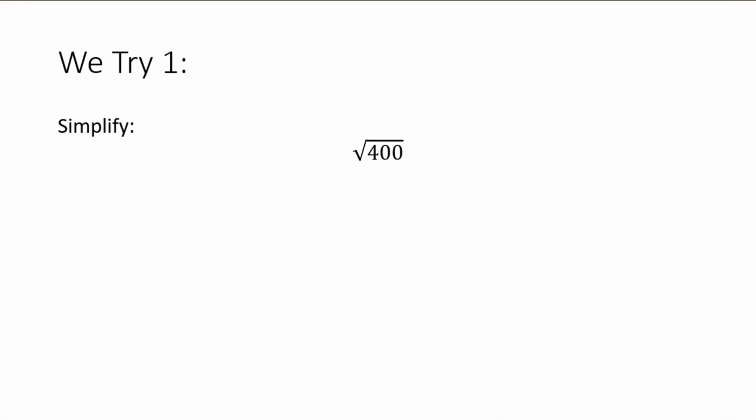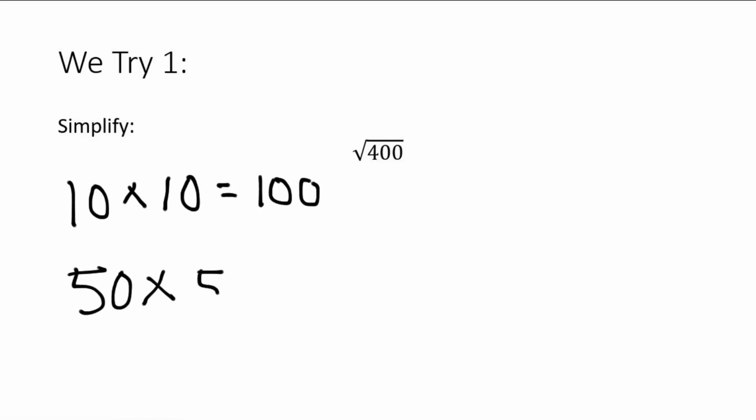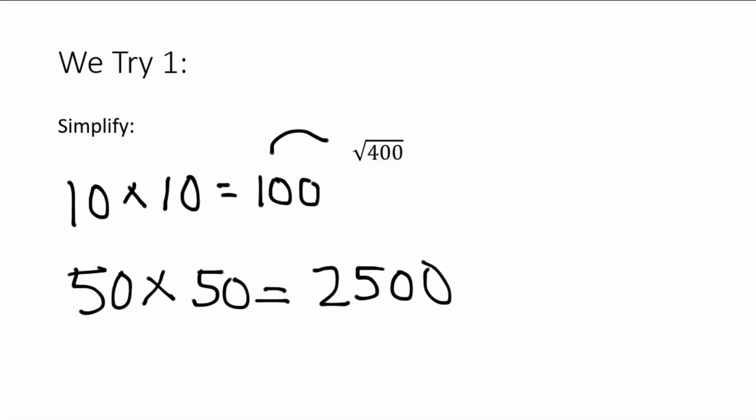What I want to do is multiply until I get somewhat close to 400. Let's try 10. 10 times 10 is 100. Okay, so I'm really short. Let's try 50. 50 times 50 is 2500. Okay, so I went too far. You see how 100 is smaller than 400 and 2500 is way bigger than 400? So I need to pick kind of in the middle and try and narrow it down.